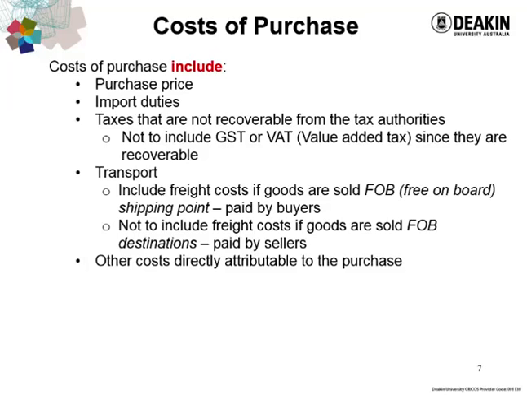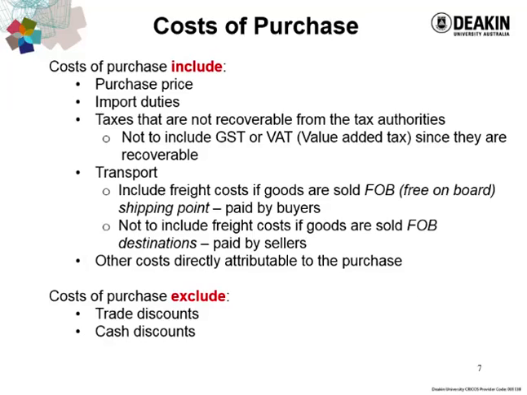We may also include other direct costs for the purchase. And note that we should not include trade discounts. We get trade discounts when we buy in bulks or we have good relationship with the suppliers. We should not include cash discounts. And when do we get cash discounts? Usually we get cash discounts if we make a prompt or timely payment.